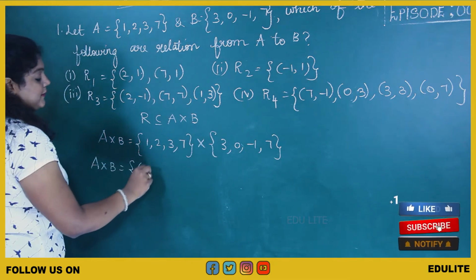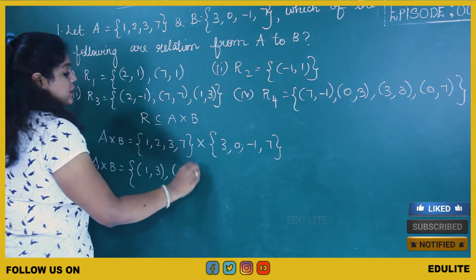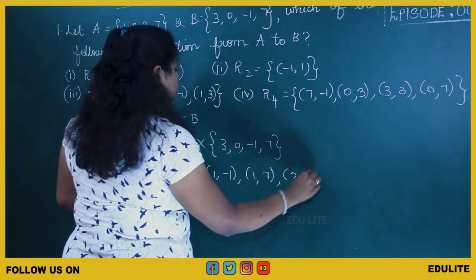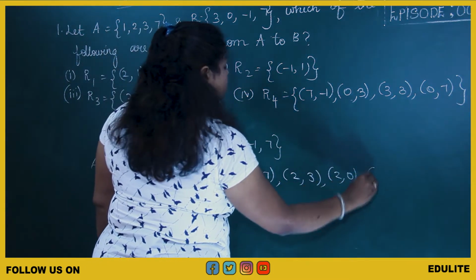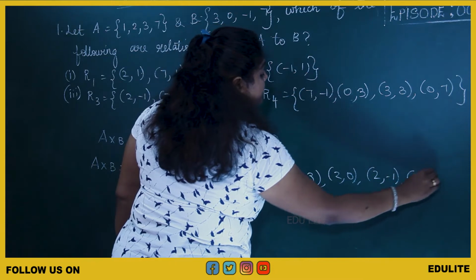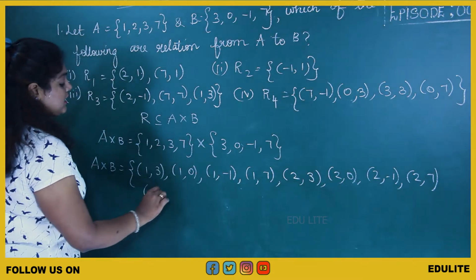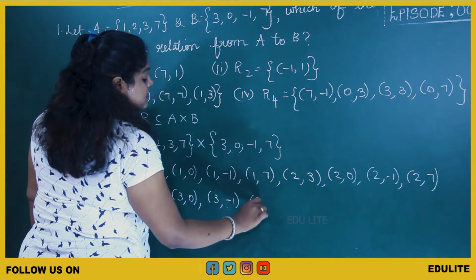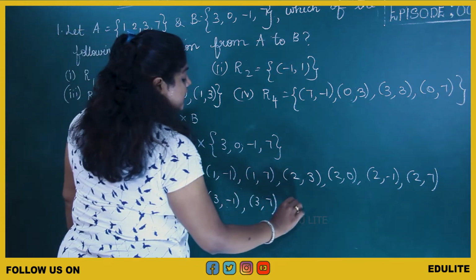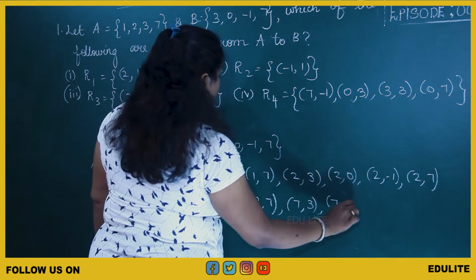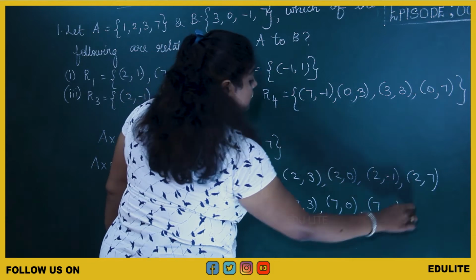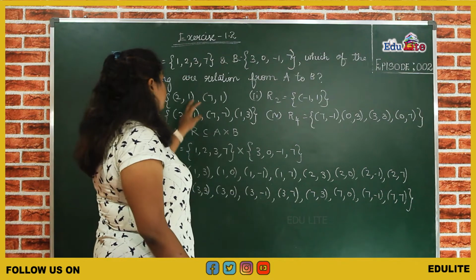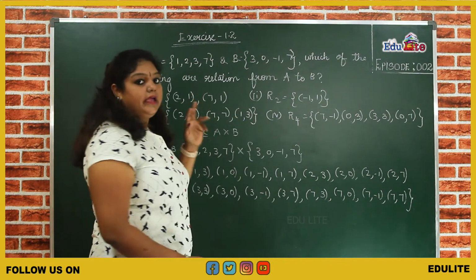The set of all ordered pairs is (1, 3), (1, 0), (1, minus 1), (1, 7), (2, 3), (2, 0), (2, minus 1), (2, 7), next (3, 3), (3, 0), (3, minus 1), (3, 7), next (7, 3), (7, 0), (7, minus 1), (7, 7). Now we have written the cross product A cross B. One by one we will check whether it is related from A to B or not.